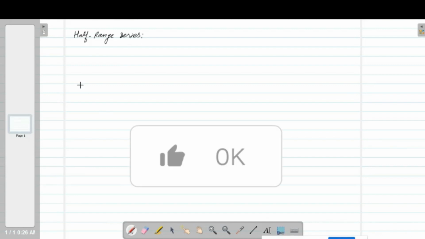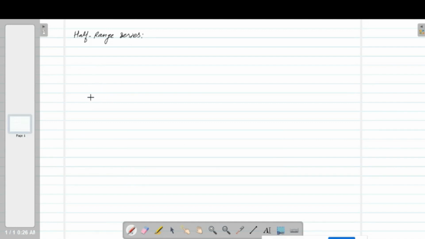So there are two half range series. The first one is half range cosine series, and the second one is what? Half range sine series. So let us see the first one, half range cosine series. Okay, so what is the half range cosine series?